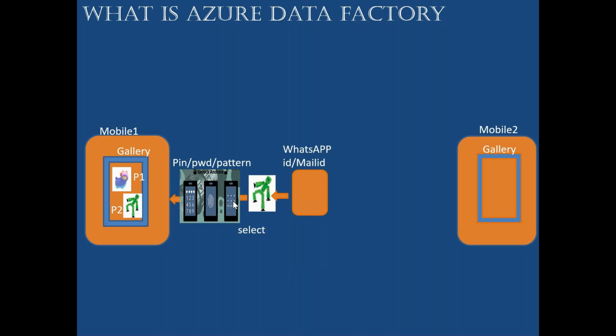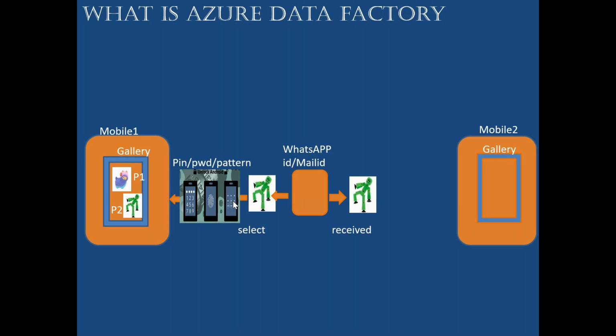For example, if you want to send a photo through WhatsApp, you need a WhatsApp ID. If you want to send a photo through mail, you need a mail ID. Once you get the mail ID or WhatsApp ID, then he will be sending it. When you send it, you should not put his number or his mail ID in the block list. If you put it in the block list, he can't send it. So you should allow it, so that he can send and you will receive it.